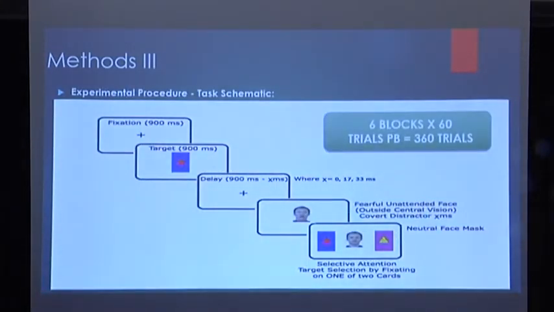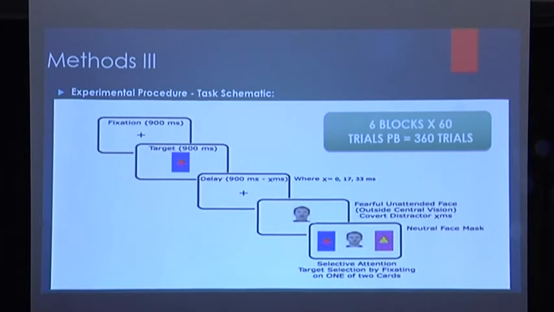Our study included a total of 360 trials split into 6 blocks of 60 trials. Each trial began with a fixation cross for 900 milliseconds, followed by a random neutral picture of a colored neutral geometric shape in foveal vision. That was the target. After another delay of 900 milliseconds, either a fearful or a neutral face, the distractor, briefly appeared for a variable time window with either no interference, 1 frame, which was 17 milliseconds, or 33 milliseconds, above or below the fixation in a random manner.